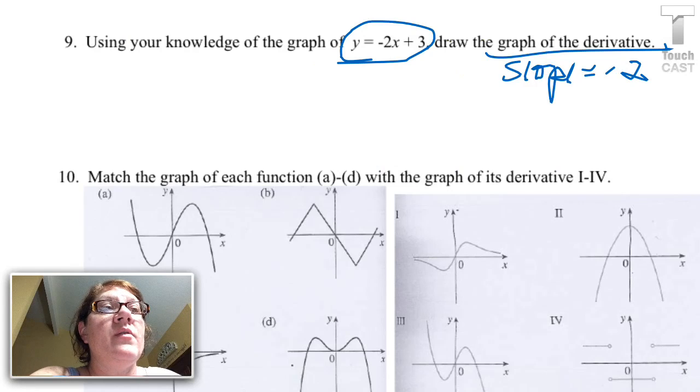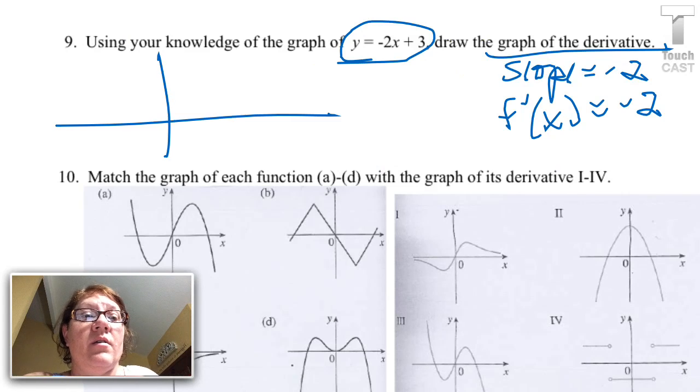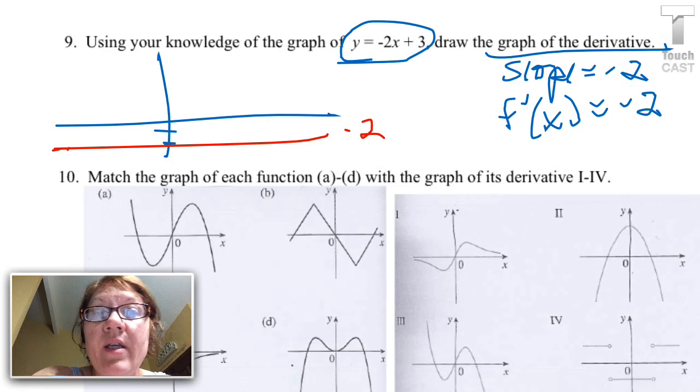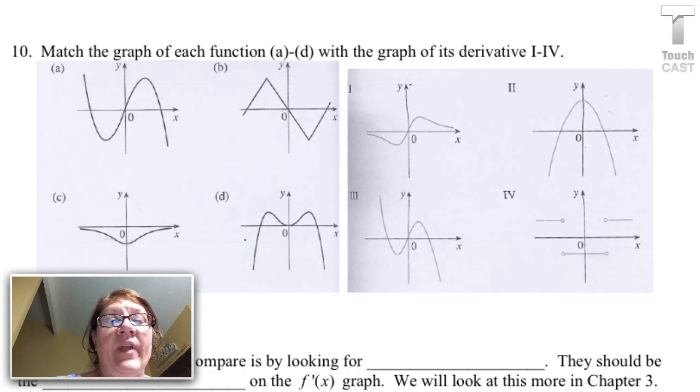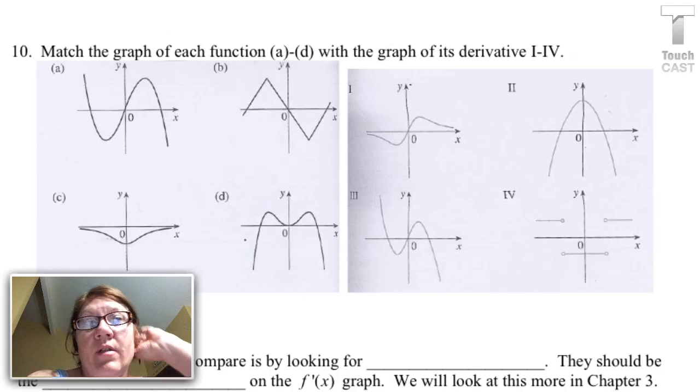So that means my f prime is -2, which would look like this. Guess I should put some numbers on here. So there we go, -2. Easy peasy.